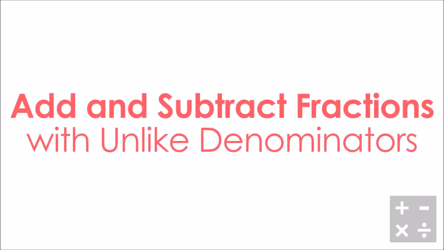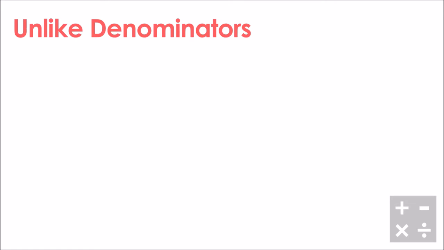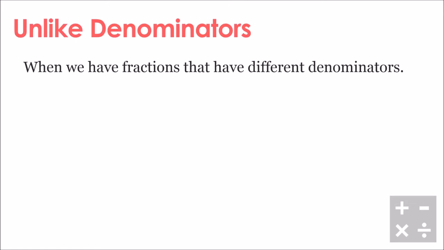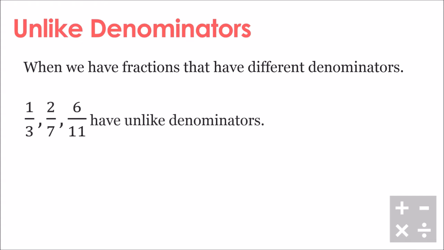Let's take a look at adding and subtracting fractions with unlike denominators. Keyword here is unlike denominators. Unlike denominators are when we have fractions that have different denominators, so they do not have common denominators to start with. So for example, 1 out of 3, 2 out of 7, 6 out of 11, they have unlike denominators because their denominators are all different. If they had any of the same, we would say they have like denominators.